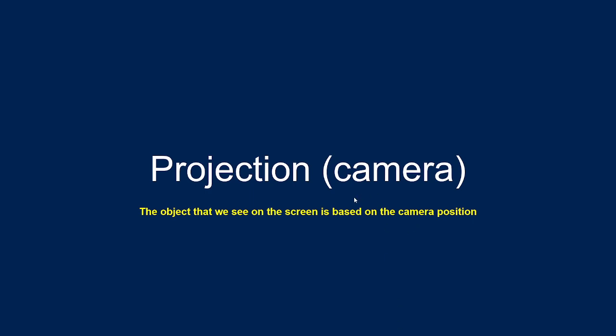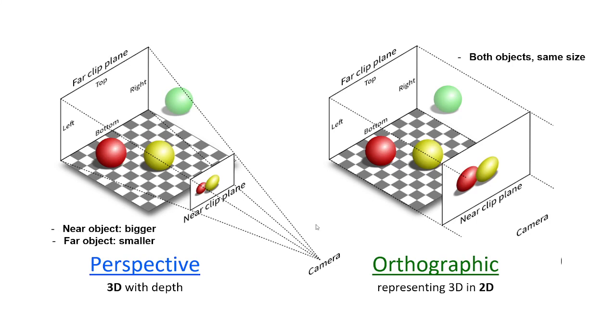What we are actually doing with the projection is that the object we can see on the screen is based on the camera position. There are two types of camera position. The first one is perspective, and the second one is orthographic. Let me show you with the laser. For the perspective, what we can see in our clip space is in 3D with depth. The object will be displayed in 3D with depth.